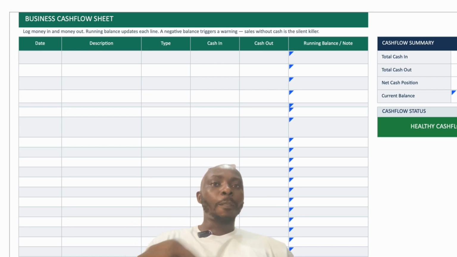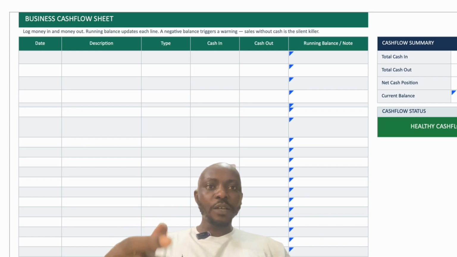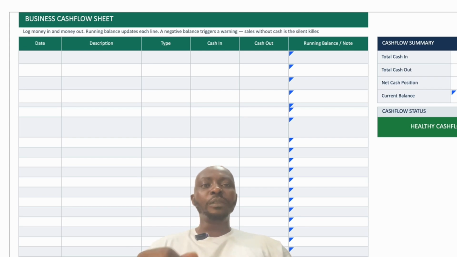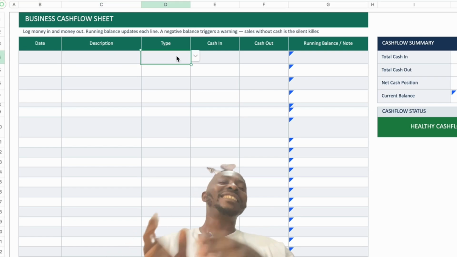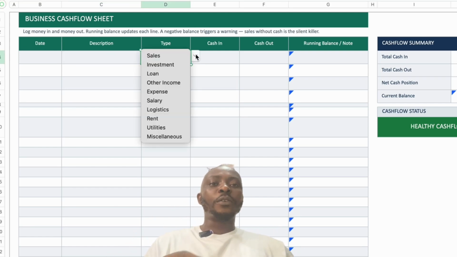On this board, you will see we have date, description, type, and we have sales, investment, loan, other income, expenses, salary, logistics, rent. We are injecting money into the business. We are putting money inside the business. It's going to be a cash in. We make sales for our business, it is cash in. When money comes out of your business, you pay salary, you make expenses, you pay for logistics, it is cash out.